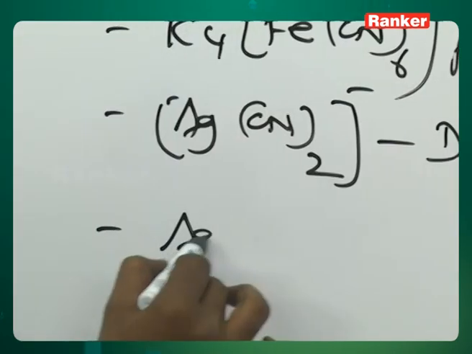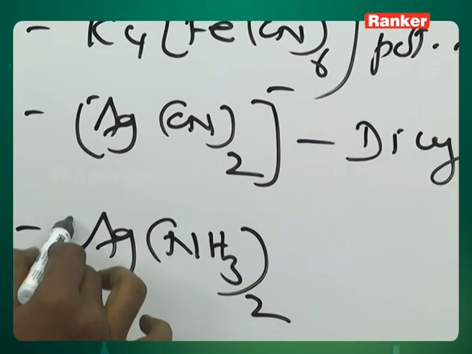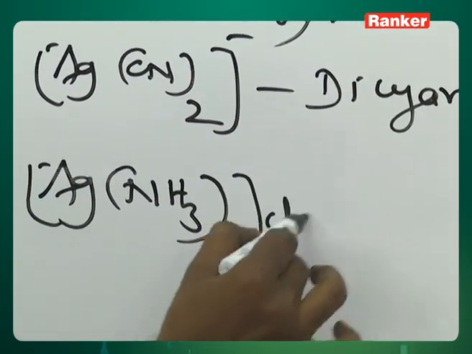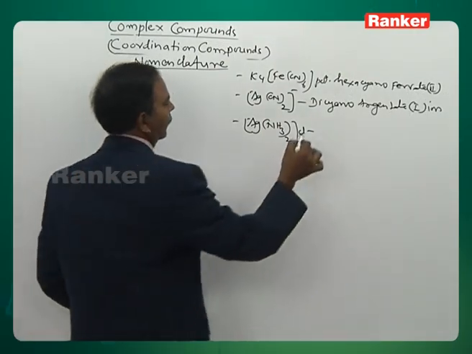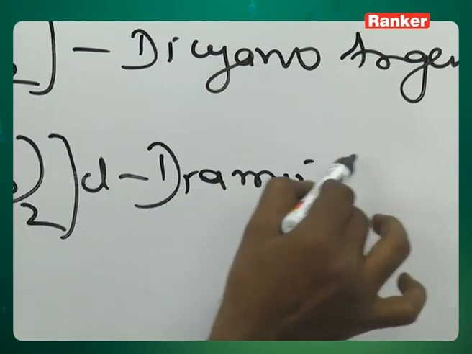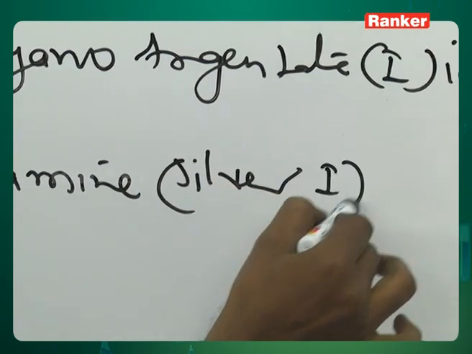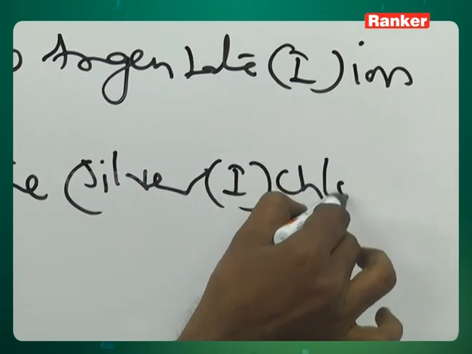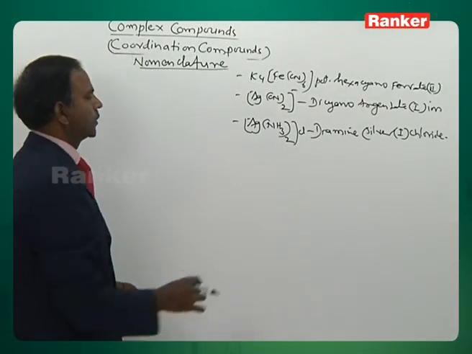Next, [Ag(NH3)2]Cl, diamminesilver(I) chloride. Look here, diamminesilver(I) chloride.